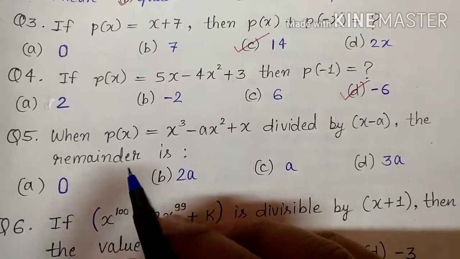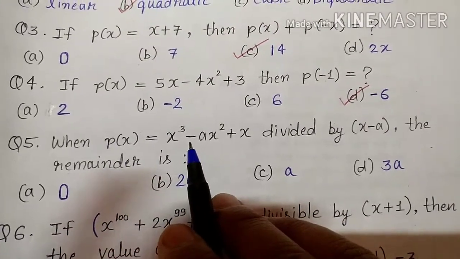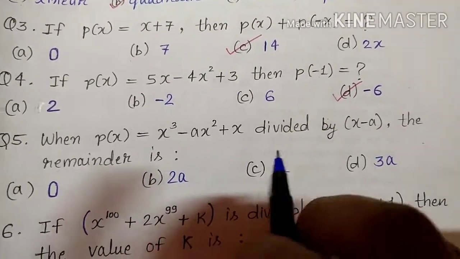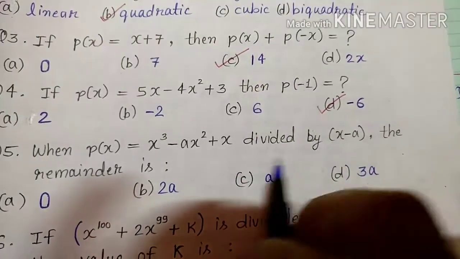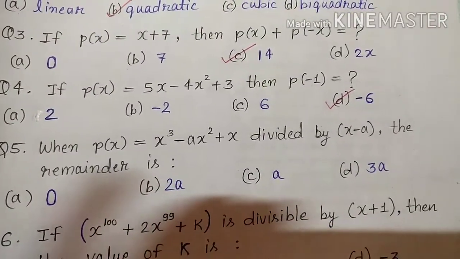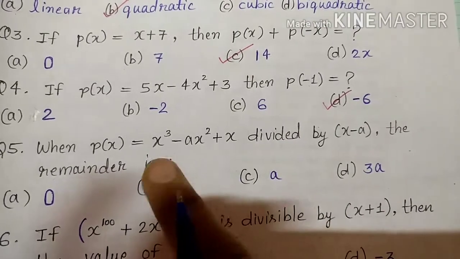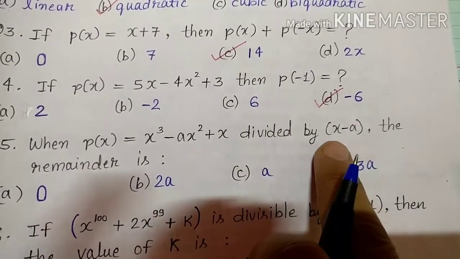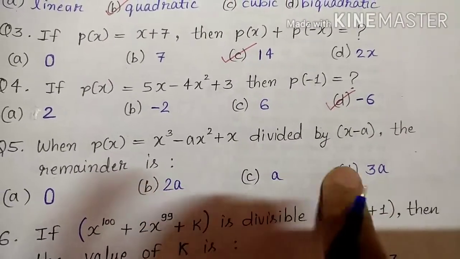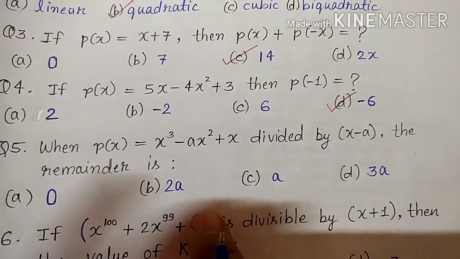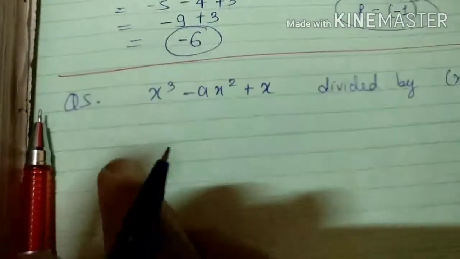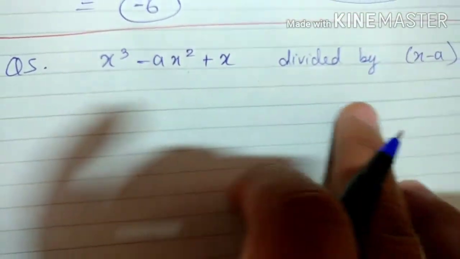Question number 5 says that when p(x) equals x cube minus ax square plus x is divided by x minus a, then what will be the remainder? So we have to find the remainder when we divide this equation by this one. Now we can use here what? Remainder theorem. So just write this equation here, x cube minus ax square plus x divided by x minus a.